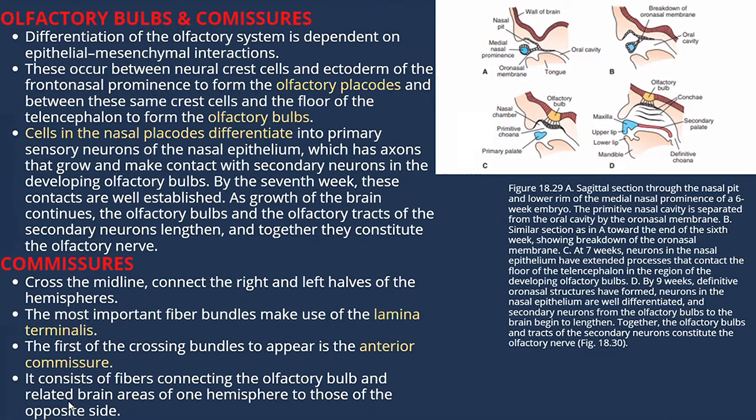So the commissures cross the midline and connect the right and left halves of the hemispheres. Basically, they are the most important fiber bundles that make use of the lamina terminalis. The first of the crossing bundles to appear in this is the anterior commissure. The commissure has three bundles, the first being the anterior, then the secondary, and the third. Next slide, please.